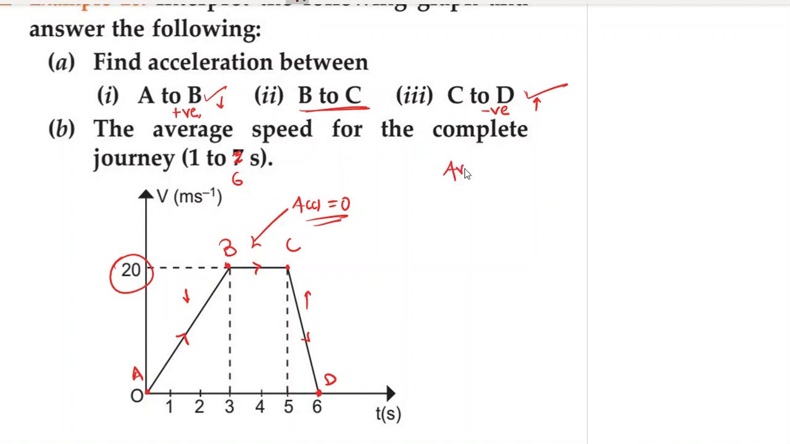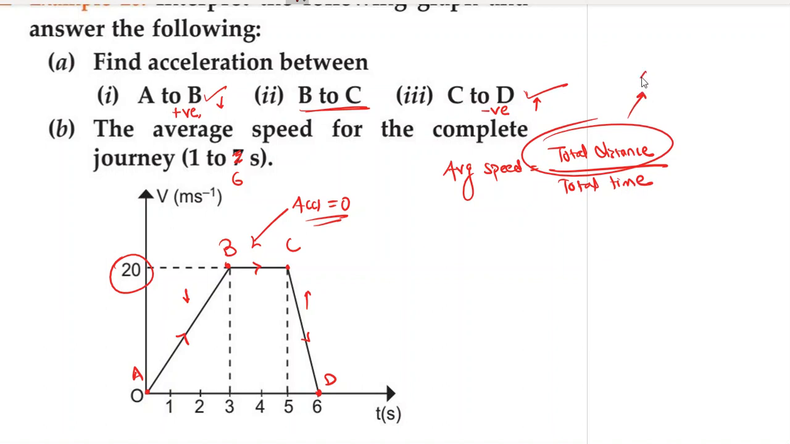Average speed will be given by the formula total distance traveled upon total time taken. Total distance upon total time, that is the average speed. How will you find the total distance? Total distance is nothing but the area under the graph. And total time is 6 seconds, right? So if you divide this, you will get average speed.